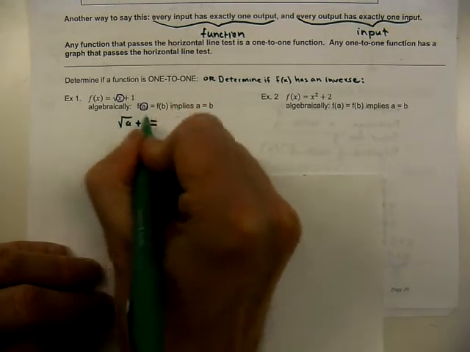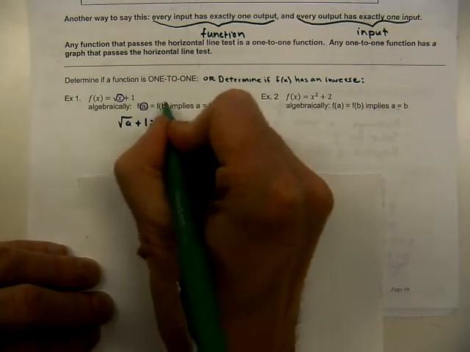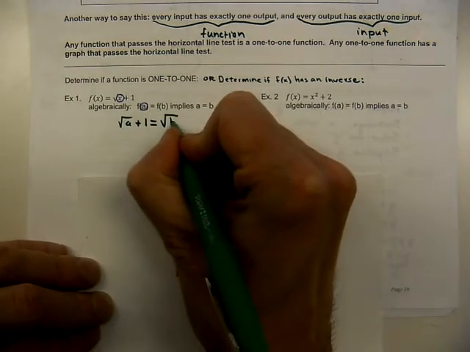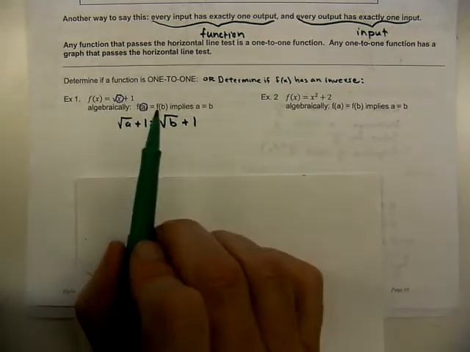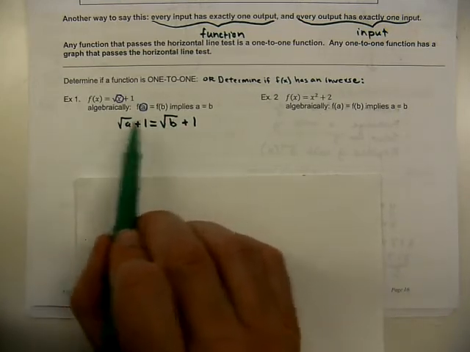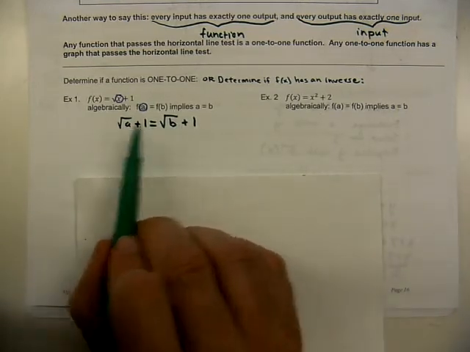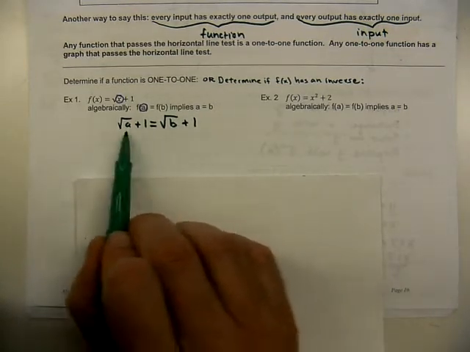Now that represents the output with an input of a. On the right-hand side, this also represents the output, but this time with an input of b. So we are thinking our inputs might be two different numbers and we're getting the same output.